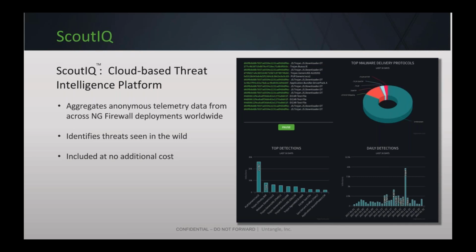For the most part, these malware distribution points tend to only stay up for a day or two. So if you don't get that information there right off the bat, it can be a hard thing to get. So it's identifying threats that we see in the wild. And as I said, this is actually included in both those apps at no additional cost.